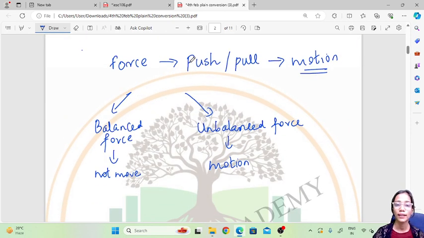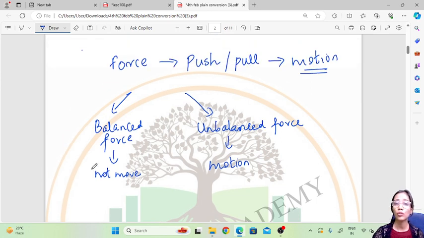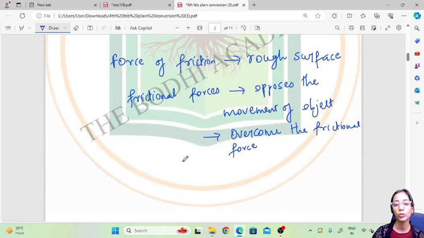So we saw that there are two types of forces. There are balanced forces and there are unbalanced forces. Balanced forces are when both the forces are the same. In that case the object will not move. The forces on both the sides are the same, so that will not get the object in motion. In the second instance we saw unbalanced forces, wherein on one side the force is more and on the other side the force is less. In that case the object will get into motion and it will be able to move.